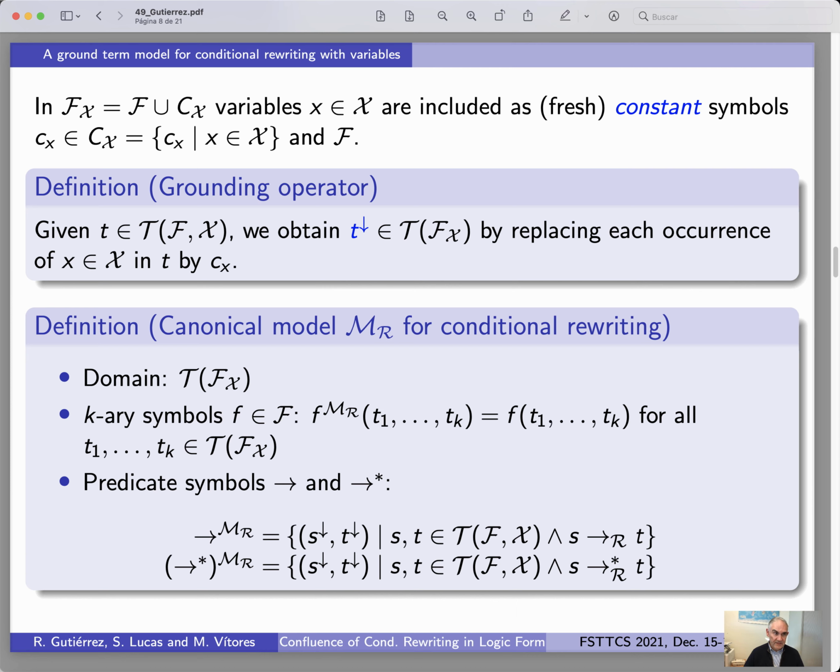The domain of the interpretation is the usual set of terms with variables, but where terms have been grounded by replacing each variable by a new constant symbol. Function symbols are interpreted as mappings, taking grounded terms and returning a new grounded term where the function symbol has been placed in the root. One-step and many-step reduction predicates are interpreted as to mimic the corresponding reduction steps on the original terms, and then the grounding operator, here represented by the down arrow, is applied to replace variables by the corresponding new constant symbols.